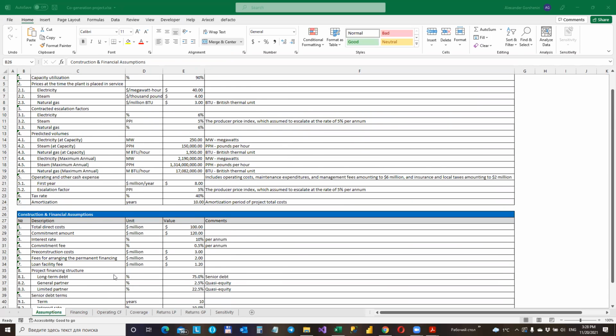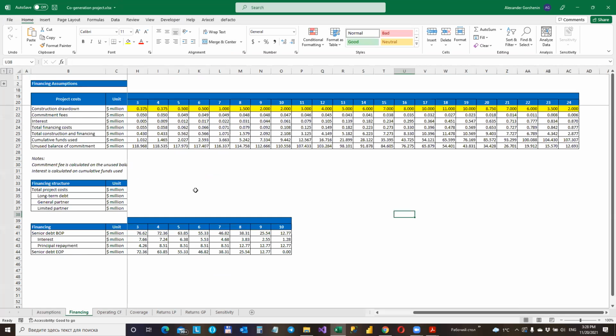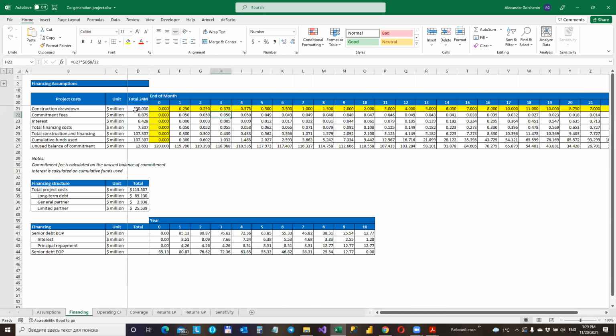So it's the assumption page, then we go to financing. You can see the table that I presented to you in the presentation. It is all entered here as the inputs and the calculated cells that will be further used in the modeling. So all the information you have, the construction drawdown, the schedule, the commitment fees, you can see and check, it's not any hard numbers. It's all calculated based on the assumptions and using the formulas we entered here.